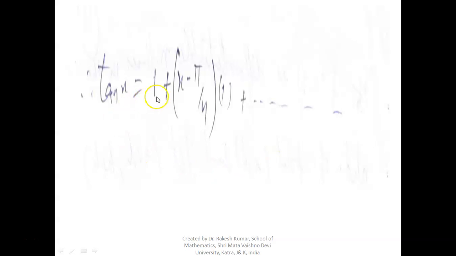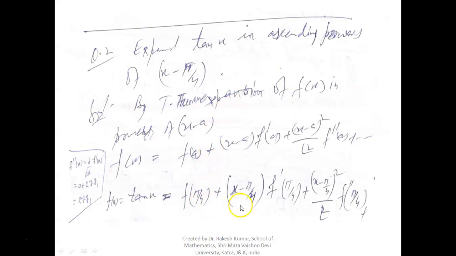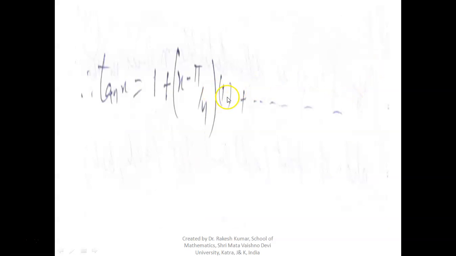Now we have to substitute these values. Substituting 1 plus (x minus pi by 4) into 1 plus the second term and so on, all other terms can be put in the previous expansion like this. So we get the desired result. f of pi by 4 is 1, plus (x minus pi by 4). What is the value of f dash pi by 4? Again you can see f dash is 2. So this is this, and 2 times, then the next thing and the next thing.